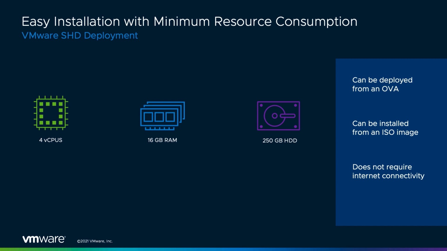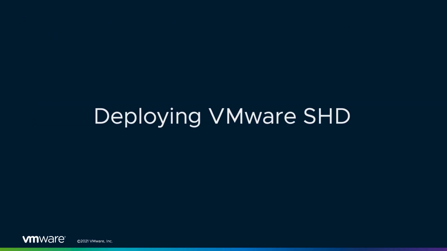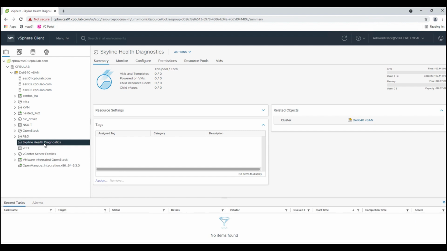All right, let us look at VMware Skyline Health Diagnostic tool more closely. We will first deploy Skyline Health Diagnostic tool. Post deployment, we will use SHD to analyze my lab environment to detect any issue and perform a quick security vulnerability detection. All right, let's get started.